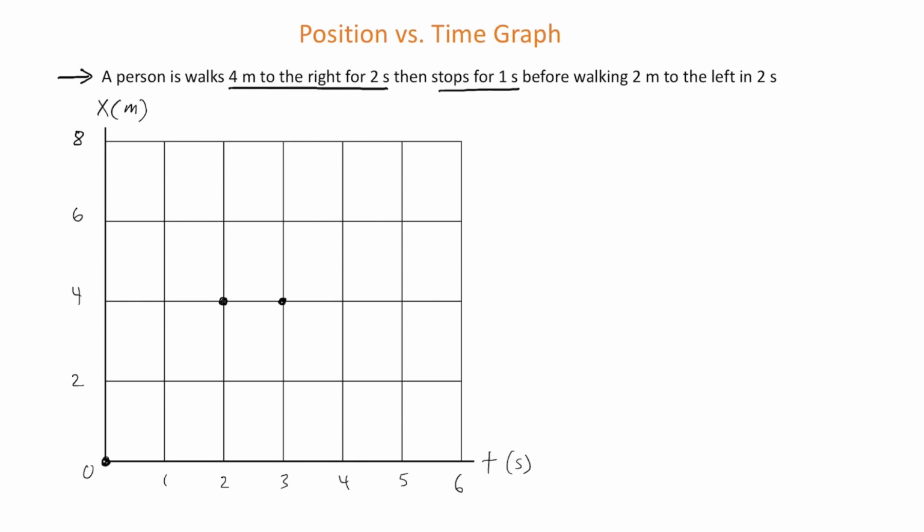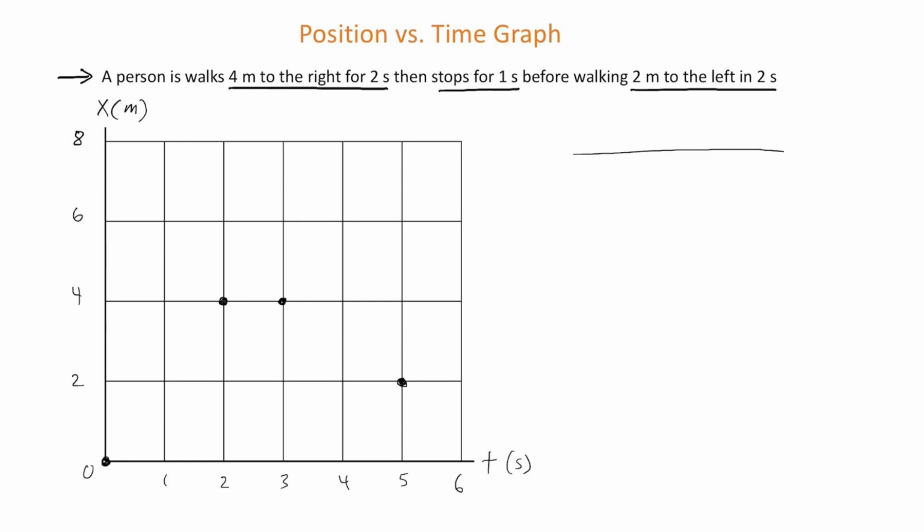We are then told that the person walks 2 meters to the left in 2 seconds. So if we were moving to the right and our position was increasing, when we move to the left, our position will decrease. So we will be at a time 5 seconds and a position 2 meters.